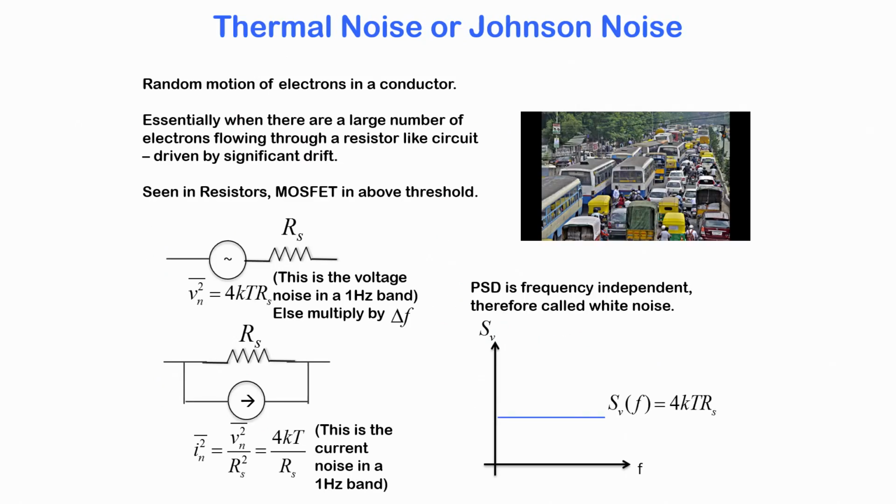The very first and most important noise source, in some sense, is the noise in a resistor, and this noise is simply because of the random movements of electrons in a conductor. And this typically happens when you have a conductor and a large number of electrons moving through. We are not talking about a sparse population.